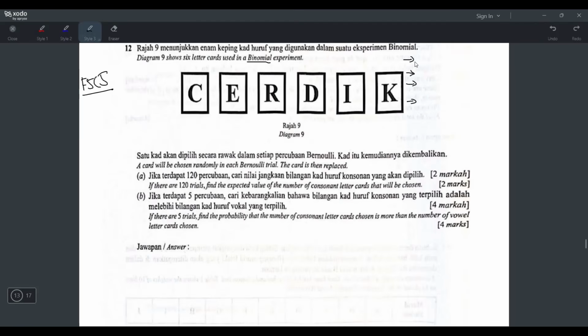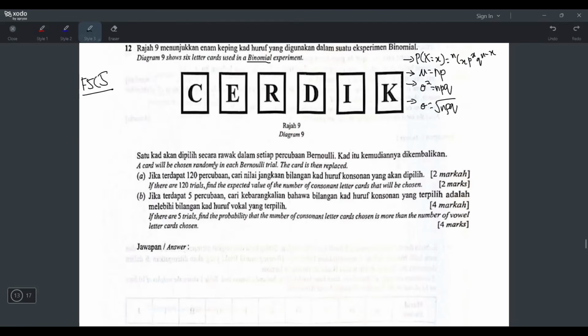The first formula you learn is the probability formula. The formula looks like this: nCx p to the power x q to the power n minus x. Second formula is the mean, np. The variance formula is npq, and then standard deviation is the square root of npq. So these are the four formulas that you may use later for this question. All right, let's read what it says here.